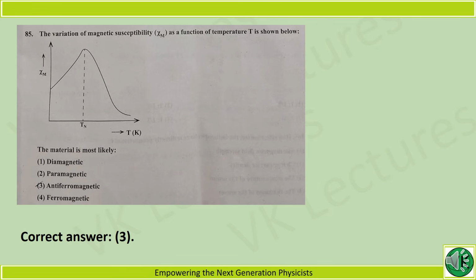The variation of magnetic susceptibility chi m as a function of temperature T is shown below. The material is most likely, this is antiferromagnetic material, option 3 is correct. This is also a last year's KSET question.